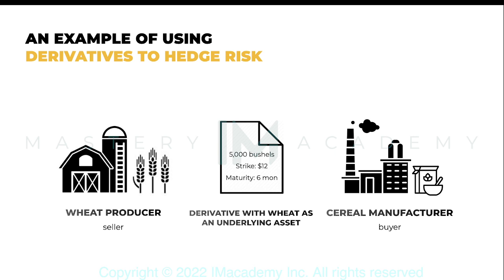And because the price of the wheat can only move in 2 directions, so up or down, this example is a zero-sum game possessing both a distinct winner and a distinct loser.